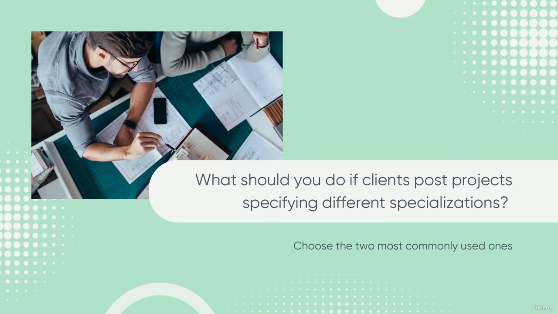In the preparatory lecture, we discussed how to find suitable projects, and we even saved such specializations in a table. What should you do if clients post projects specifying different specializations? Choose the 2 most commonly used ones, and that will be enough to match in most cases. For those projects where the clients made a mistake and indicated an incorrect specialization that doesn't suit you, there is nothing to worry about. Send your proposal for such projects as well.